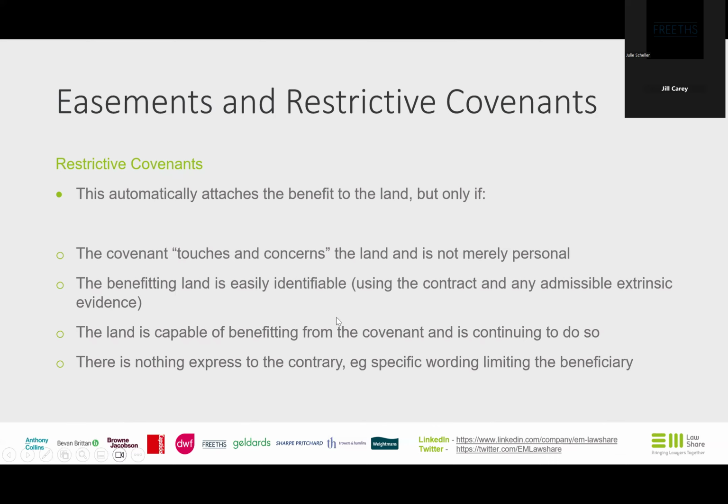The benefiting land must be easily identifiable. That is usually done by reference to the contract, but you can also use any admissible extrinsic evidence, for example, witness statements or something like that. The land must be capable of benefiting from the covenant, and it must be continuing to do so, and there must be nothing expressed to the contrary in the document itself.